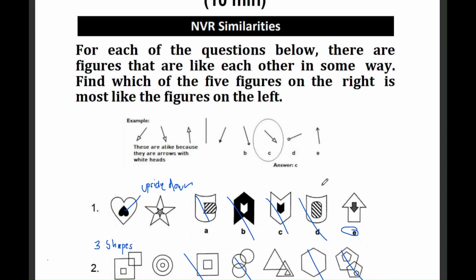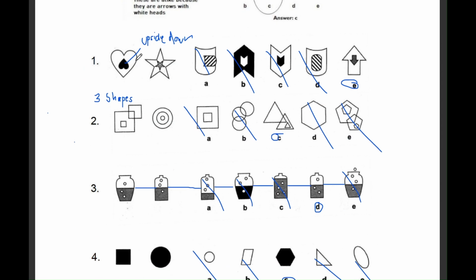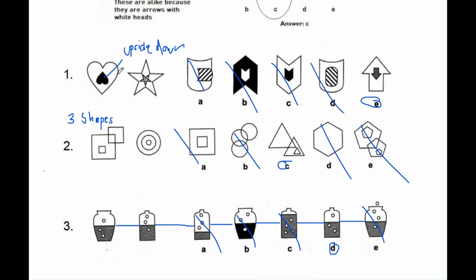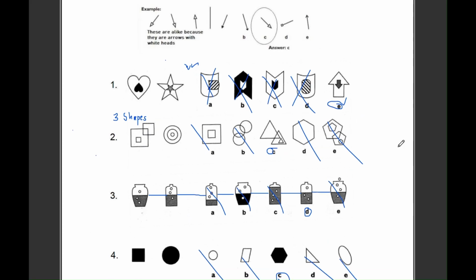NVR section. Question 1. Rule. Find the picture with one big white shape the right way up, one smaller shape inside it that's the same shape but upside down. Eliminate. A. The small shape sticks outside the big one. B. The big shape is black, not white. C. The small shape is not upside down. D. The small shape is a different shape from the big one. Answer E. Big white arrow pointing up, small arrow inside pointing down. Same shape, upside down.